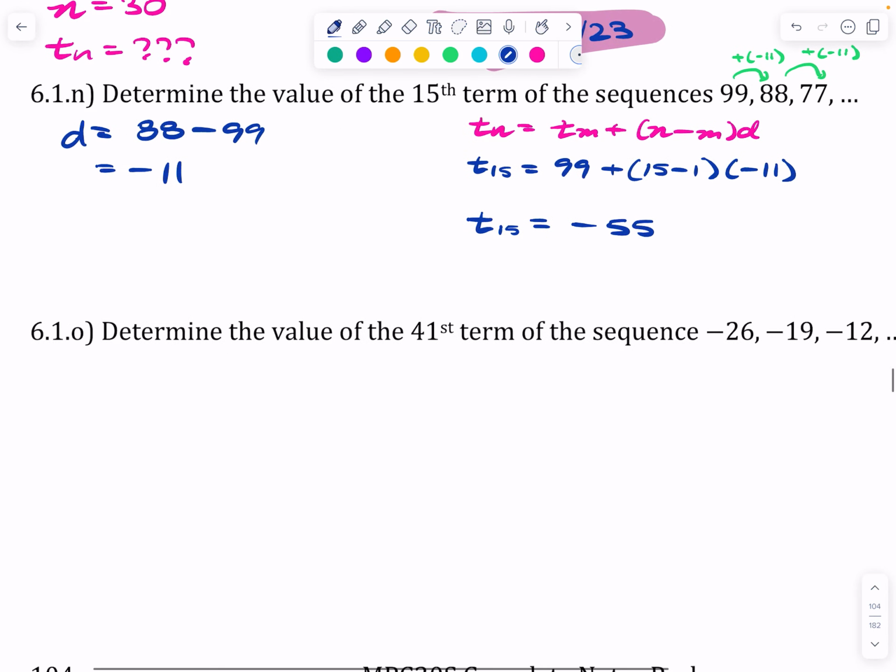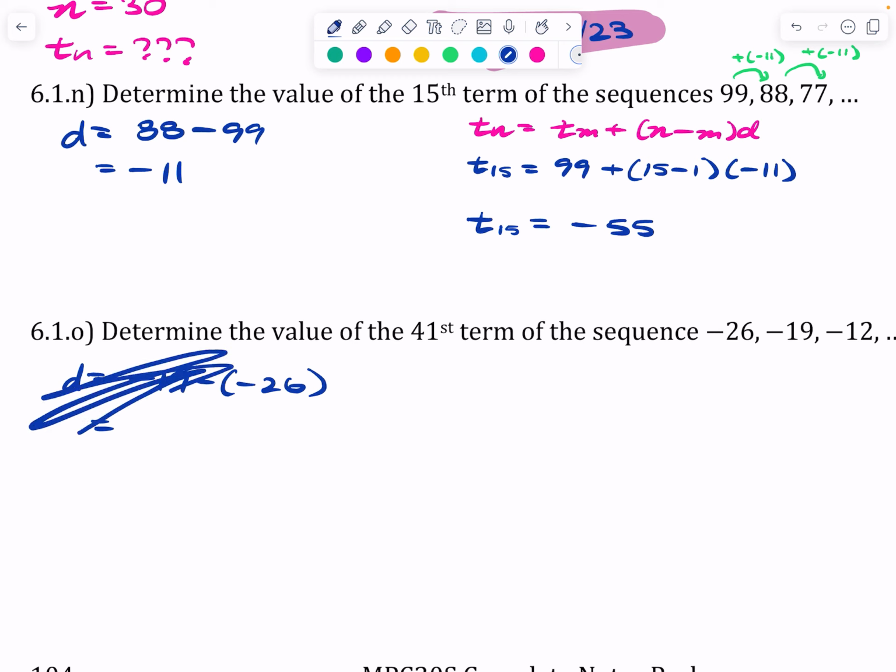And last example on this page, the common difference is, I'm just going to take term 2 and subtract term 1. So I'm going to take negative 19 and subtract negative 26. We might not have to use a calculator for it, but we should show where this is coming from. We can't just ignore all this and say D is 7, take it for granted. Show that it came from taking one term and subtracting the term before it. So the difference is 7.